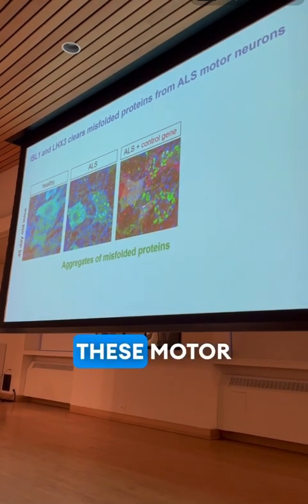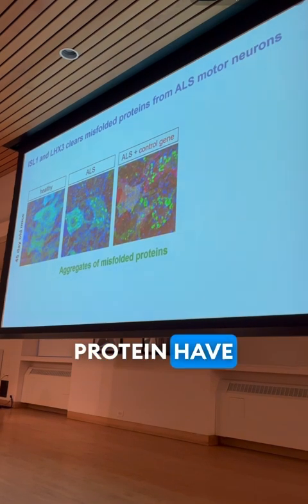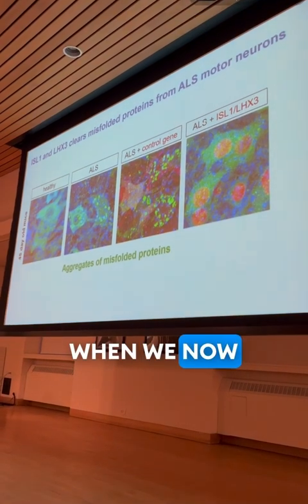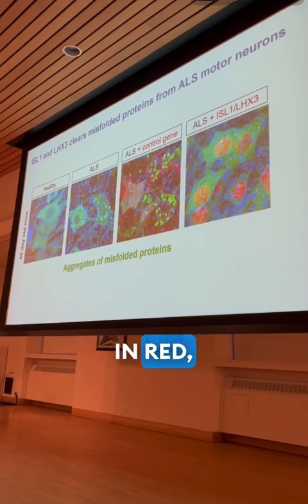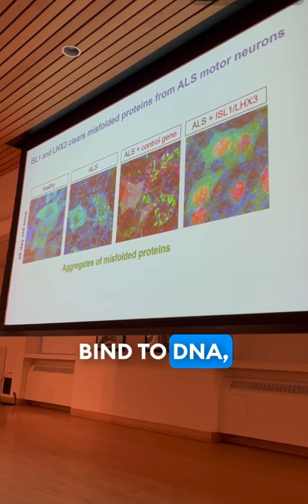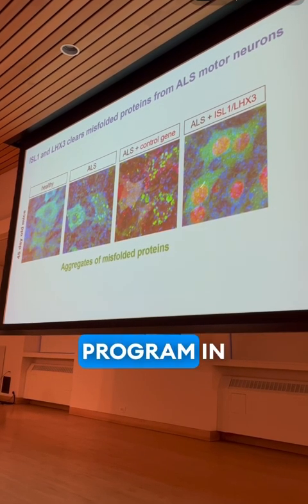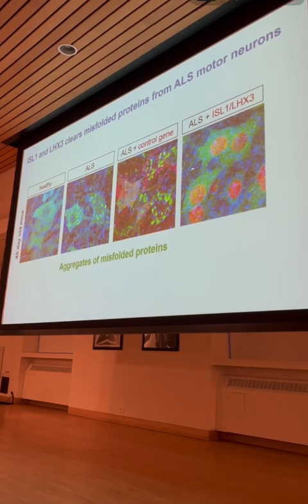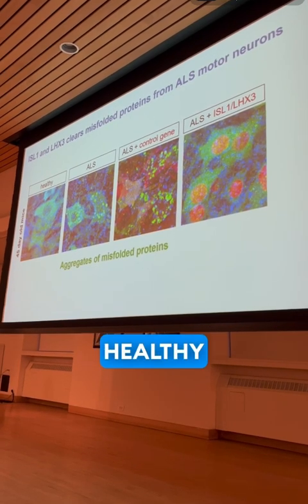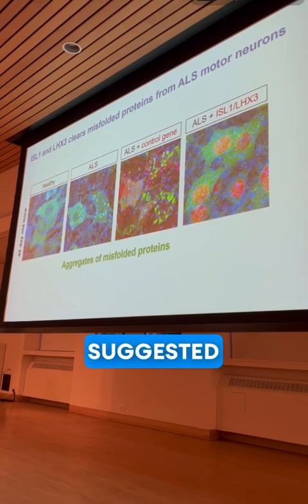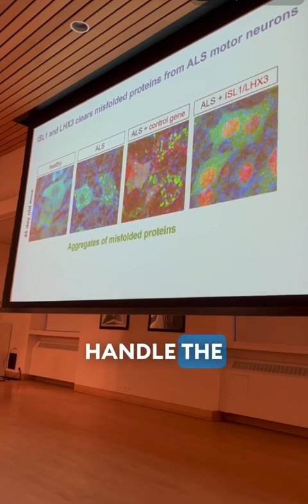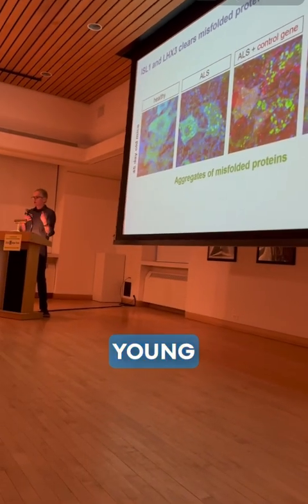And you see that still these motor neurons that express the red fluorescent protein have these large aggregates of misfolded proteins in them. But remarkably, when we now express Islet1 and Lhx3, shown in red, so again these factors, because they are transcription factors, they go into the nucleus where they bind to DNA, and they change the gene expression program in these cells in such a way that these green aggregates look much more like the aggregates that you find in a healthy organism. So that to us really suggested that we were able to make these motor neurons somehow capable to handle the mutant proteins as well as young motor neurons would.